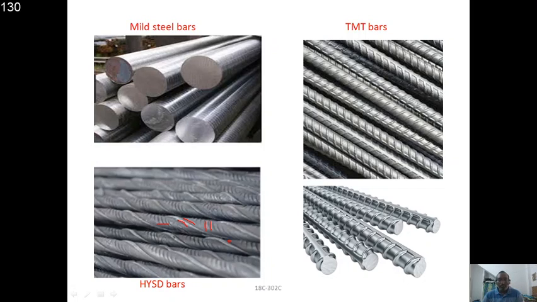And if the method of manufacturing is made somewhat different from the HYSD bars, then it is known as TMT bars. Due to that change in the manufacturing process, we obtain the core as more flexible, and the strength is enhanced. So the ductility is improved in the TMT bars. This is how the TMT bar structure looks.